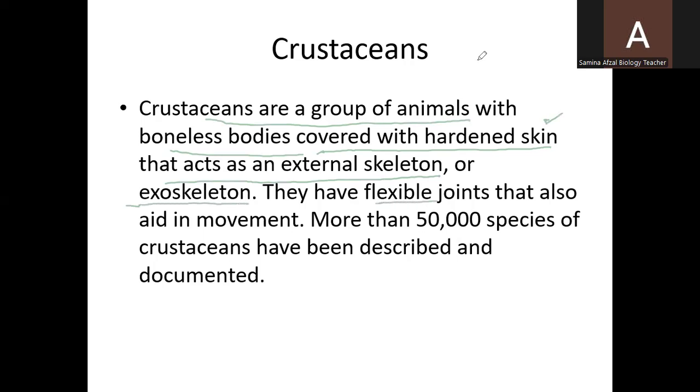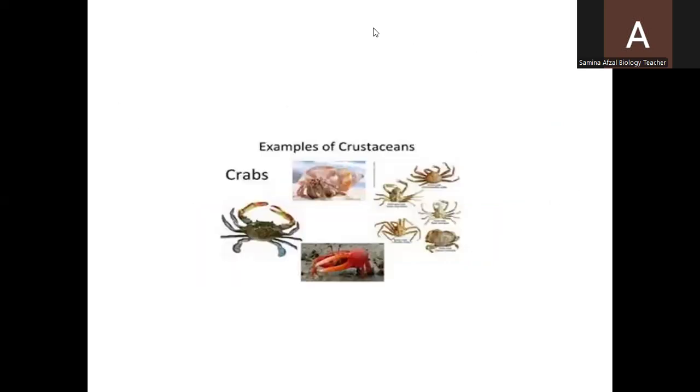Their joints are very flexible and aid in movement, so that is the reason they can move. More than 50,000 species of crustaceans have been described and documented, so crustaceans are also available in wide variety. Examples can be crabs. Crabs are very soft inside and they have an exoskeleton. Different varieties of crabs fall under the heading of crustaceans.